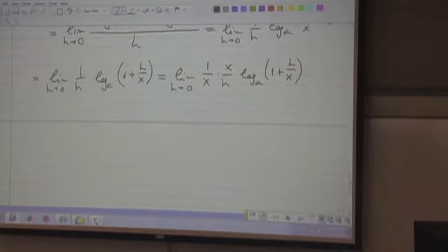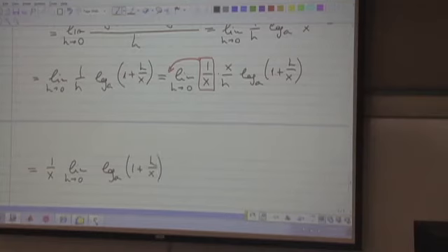Now, 1 over x does not depend on h, which means I can take it outside of the limit. Moreover, using the law of logarithms, this is equal to 1 over x times the limit as h goes to 0 of log base a of 1 plus h over x raised to the power x over h.